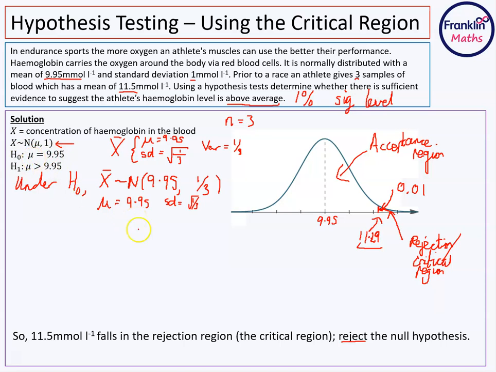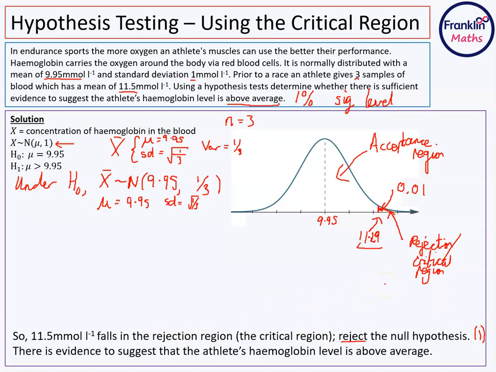Now, on the exam that's certainly worth a mark for stating that. You will get the mark just for writing reject H0. For those of you that really don't like writing, I always tend to write it out in English if I can. And then the last mark is, and it is always the same sentence every single time, same as in the binomial: there is evidence to suggest that the athlete's hemoglobin level is above average, which there is. We can't say for sure whether they cheated or not, we just know there's evidence to suggest it's certainly way above where we'd expect.